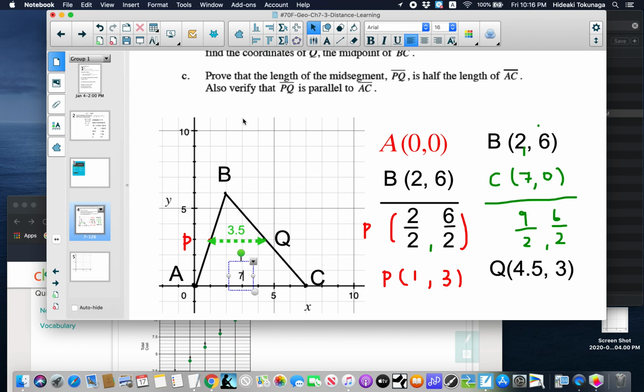How can you say segment PQ is parallel to AC? The y coordinates of A and C are 0 and 0, and P and Q have y coordinates 3 and 3. So they must be parallel to each other.